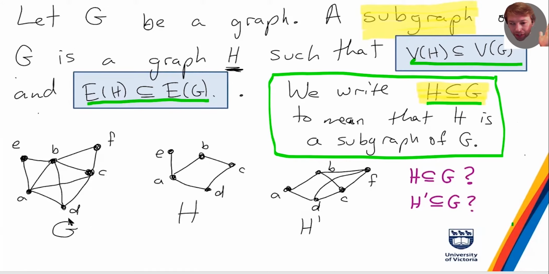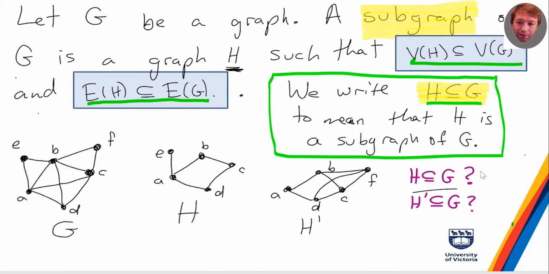So just to go through this example, suppose I let G be the graph that looks like this. The vertices are A, B, C, D, E, F, and the edges are as in the picture. Then I let H be the graph A, B, quite similar, except the vertex F is missing, and there are various edges missing. Is it the case that H is a subgraph of G?